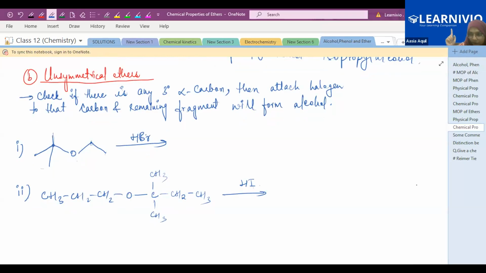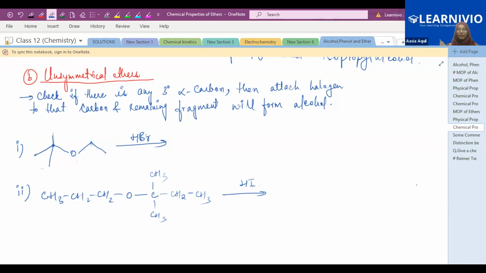In the unsymmetrical ether, what you're supposed to do: whenever you see an unsymmetrical ether and the reagent given is a halogen acid, HBr, HCl, anything, you have to write the product. What will be the product? The first step is to check if there is any tertiary alpha carbon or not. If there is, then attach the halogen to that carbon, and the remaining fragment will form the alcohol.